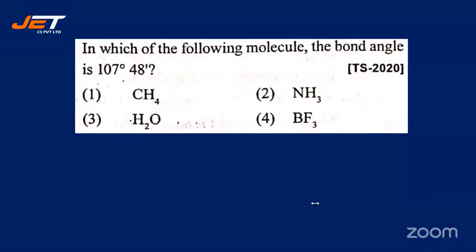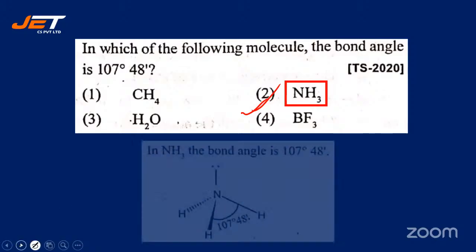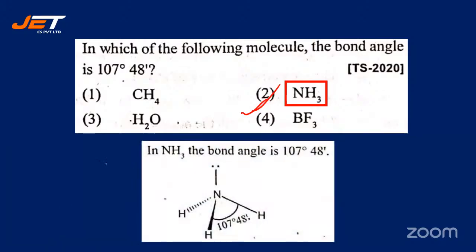Navtej has mentioned it as water. Anil has mentioned it as water. So let us see which is the right option. Ammonia. Okay, it's ammonia, option 2, which is having a bond angle of 107 degrees 48 minutes. So you can see the structure here. The bond angle between the two sections of this compound is 107 degrees 48 minutes.